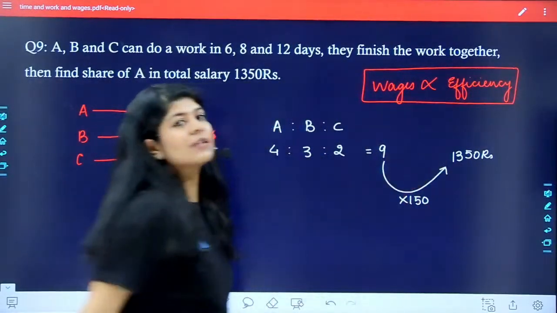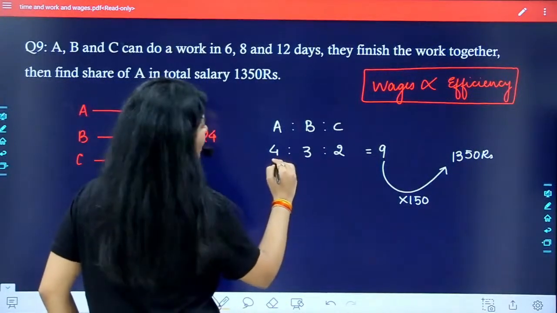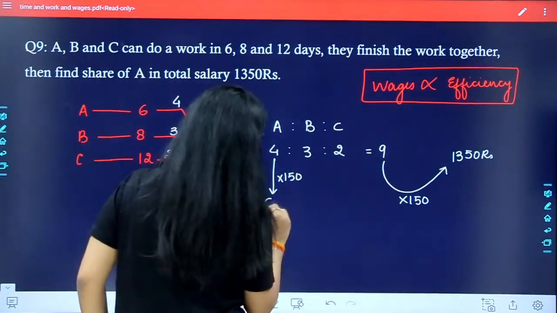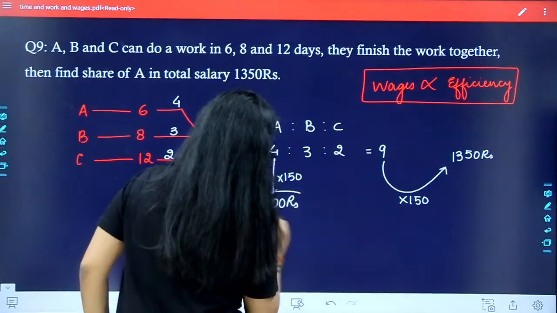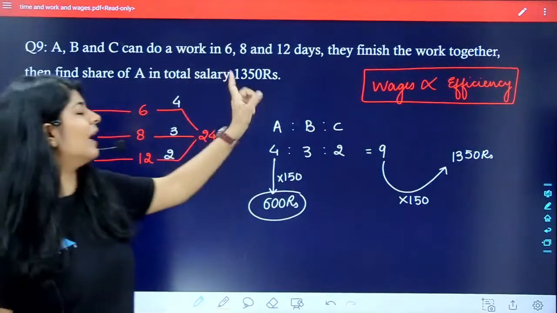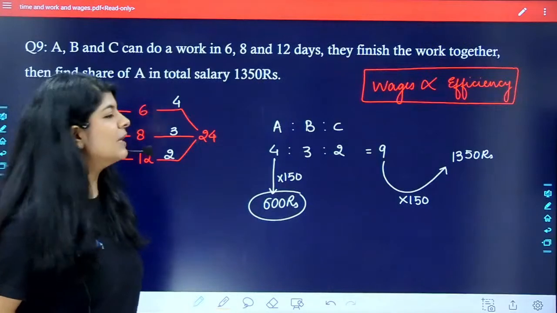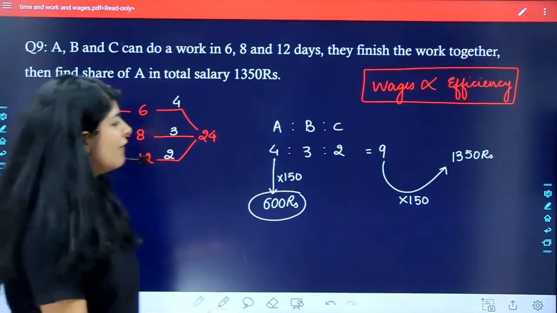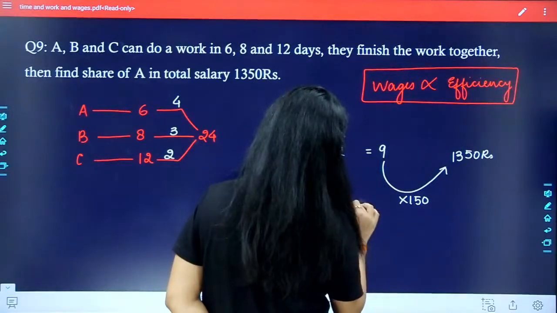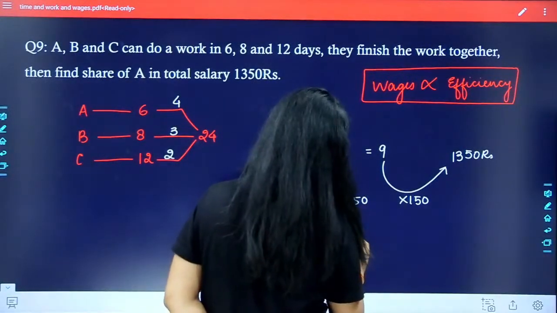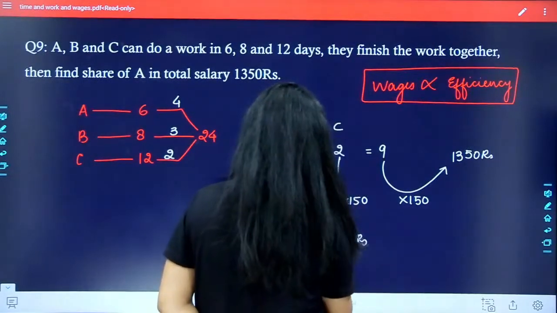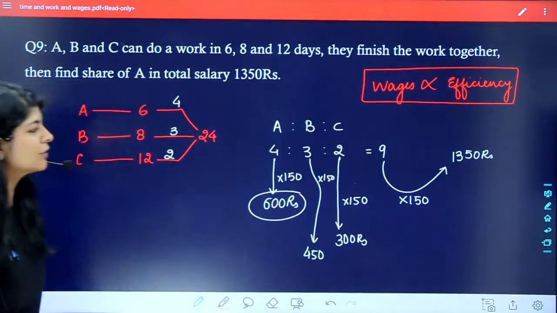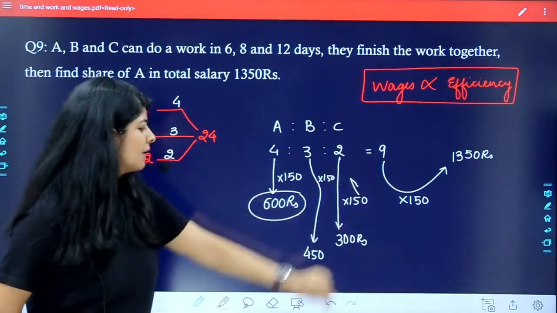If this value is a multiple of 150, then to find out the amount received by A, we have to multiply this term by 150 also, and we can say that A gets a total of 600 rupees out of 1350. If I have to calculate the amount received by C, I can simply multiply this value by 150 and I get my answer as 300 rupees. Similarly for B also, we can easily say that he is getting a total of 450 rupees. Clear?